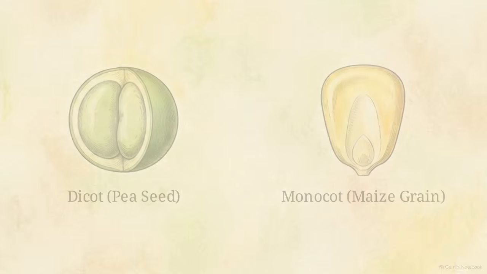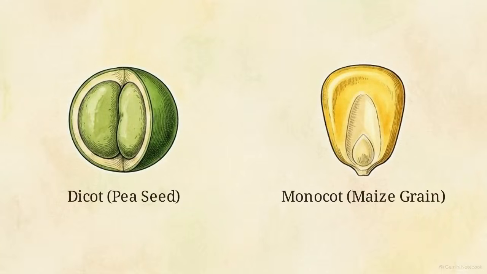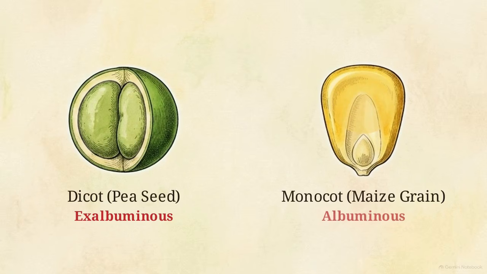This side-by-side comparison shows the 2 main strategies for storing food inside the seed. On the left, the dicot pea seed has consumed all its endosperm during development, packing that energy into 2 large cotyledons. This is an exalbuminous seed. On the right, the monocot maize grain retained a large starchy endosperm for later use, making it an albuminous seed.